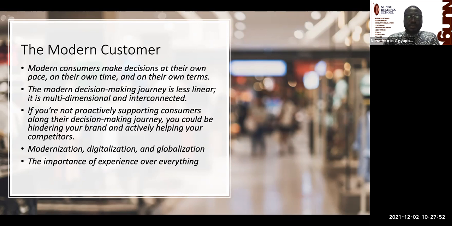Now, the next point is, if you are not proactively supporting consumers along the decision-making journey, you could be hindering your brand and actively helping your customers' competitors. And this is very key. I see some salespeople do this. They engage customers, and once the customer is ready and is trying to reach out, a lot of them see it as a nuisance. They say, oh, my work is done. Reach out to customer service, call this line. Do this, because you have done the pitch. The customer is ready now to sign up.